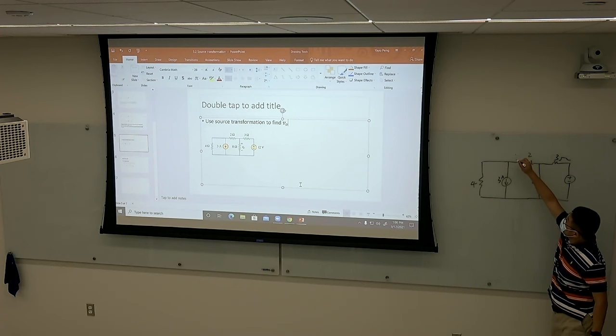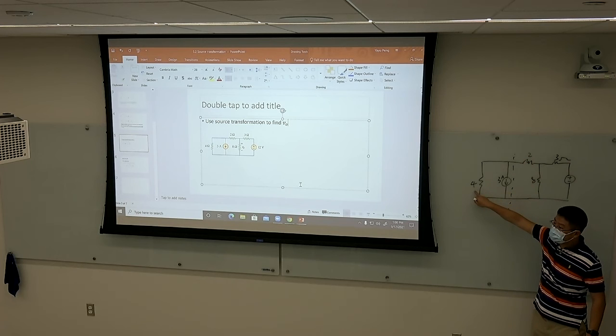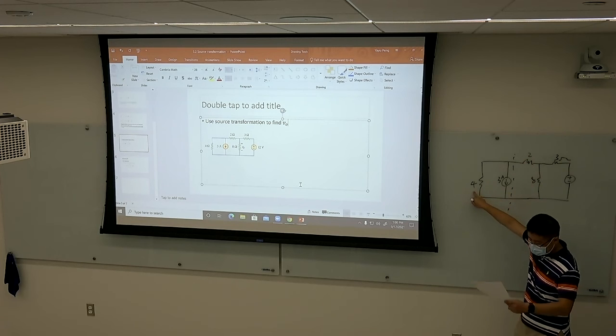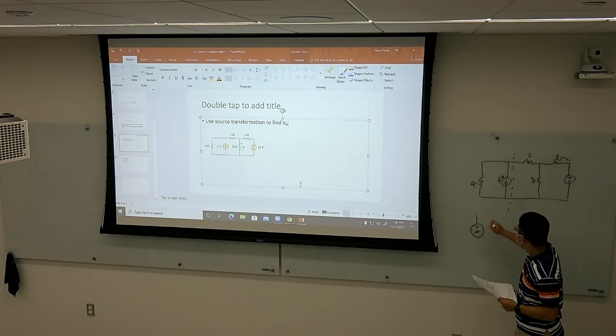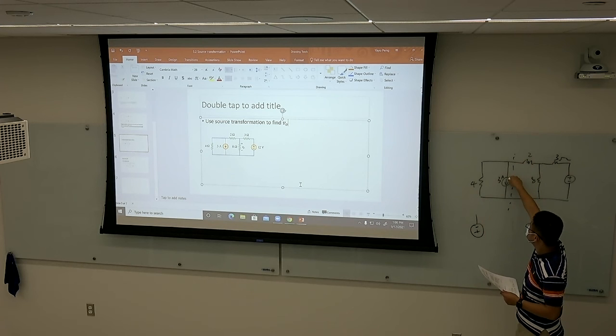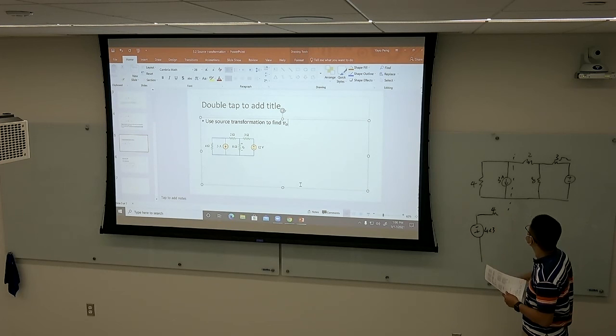So let's take a look at this one. This current source together with the resistor can be converted into a voltage source because the direction of the current is down. So this is positive. And the resistance is 4. What's the voltage? The voltage is 4 times 3. Right.